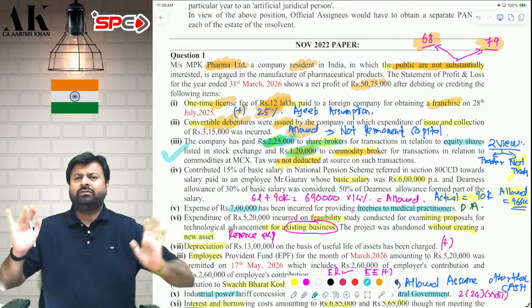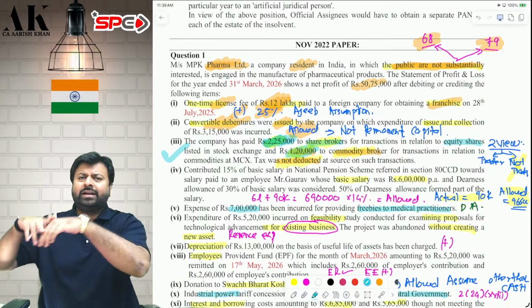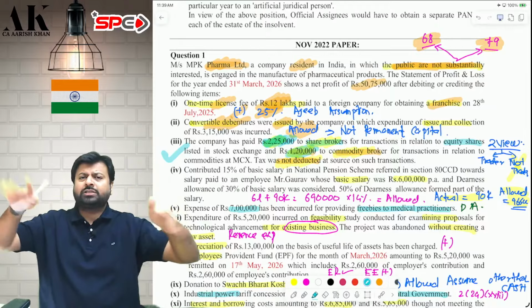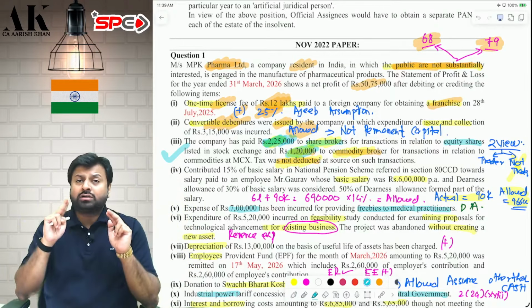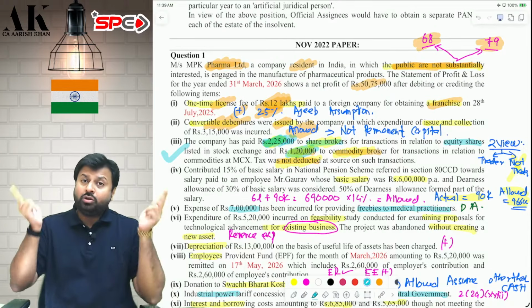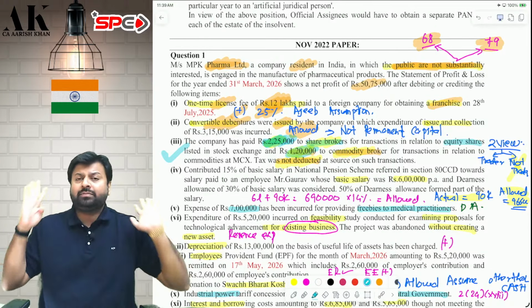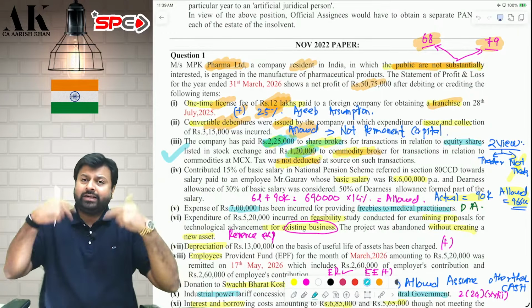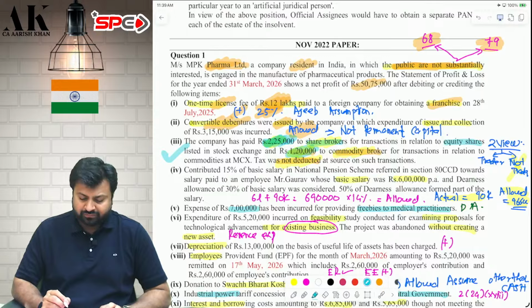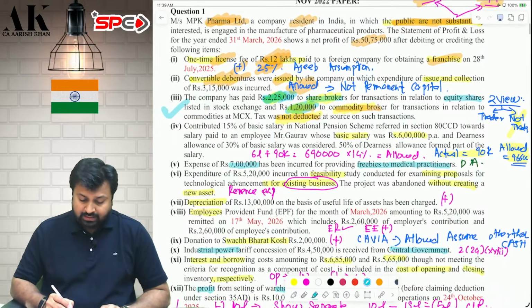So, again, I am saying both the views. View number one, let's assume that we are not trader. If you are not trader, both expenditure disallowed. Let's assume we are trader of both. If you are trader of both, on commodity commission you have to deduct TDS. If you have not deducted, 30% disallowed. And on share broking, no need to deduct TDS. If you have not deducted TDS, still fully allowed. I hope it is clear to all of you. Beautiful question it is.